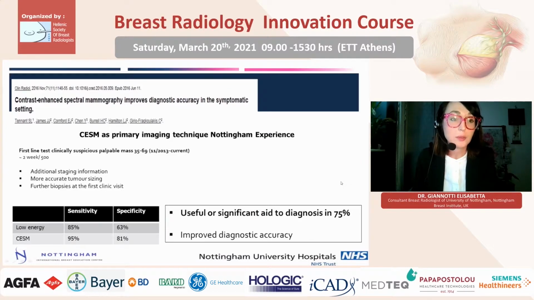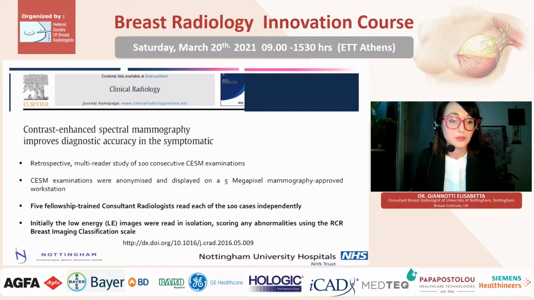Contrast mammography in this pathway was introduced in Nottingham in 2014, and in 2016 this paper was published, demonstrating the results of the first 100 cases, showing that contrast mammography is a useful and significant aid in 75% of the cases. The study was a retrospective review of the first 100 cases read by 5 radiologists, who looked at the low energy picture first and then the low energy plus the recombined picture.